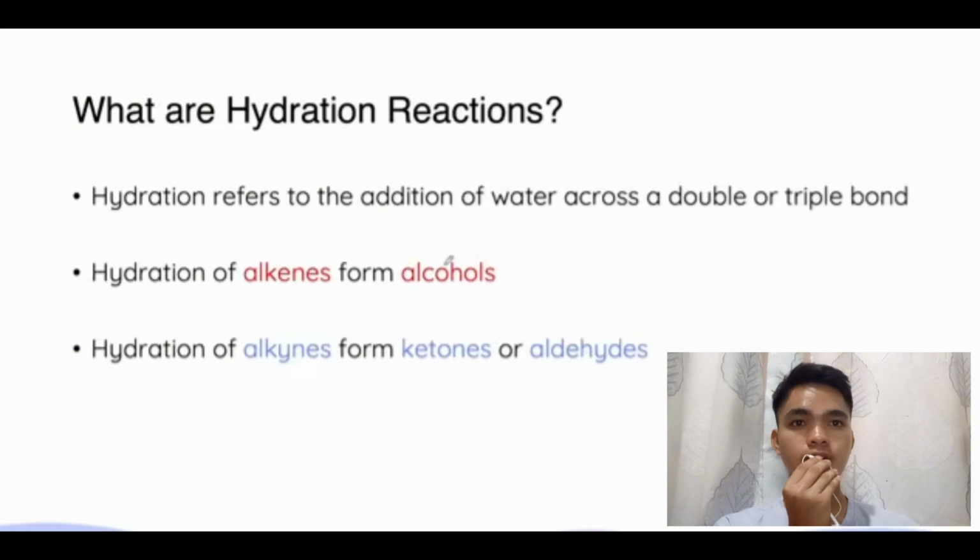So, hydration refers to addition reactions which involve the addition of water across a double or triple bond. It is important to note that we are adding water to unsaturated hydrocarbons because they have a greater reactivity as a result of a larger electron density in these bonds. The hydration of alkenes will form an alcohol. However, the hydration of alkynes will form either a ketone or an aldehyde.